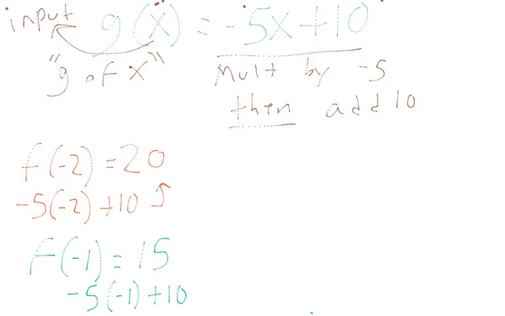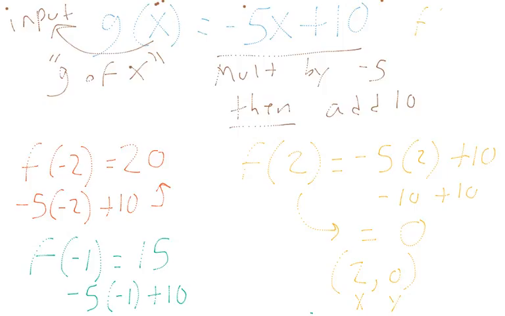One more I'll show. If I had, let's say, f of 2, well, that would be -5 times 2 plus 10, which would actually be -10 plus 10, and would just be 0. So in other words, from this function, 2, 0 is a point, because x, y.